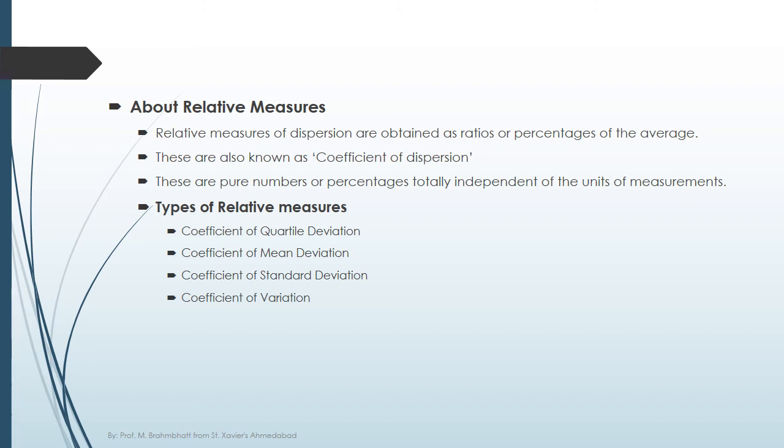Let's see about the relative measures. The relative measures of dispersion are obtained as a ratio or percentage of the average. These are also known as the coefficient of dispersion. These are pure numbers or percentages totally independent of the unit of measurement. The types of relative measures are coefficient of quartile deviation, coefficient of mean deviation, coefficient of standard deviation and the coefficient of variation.